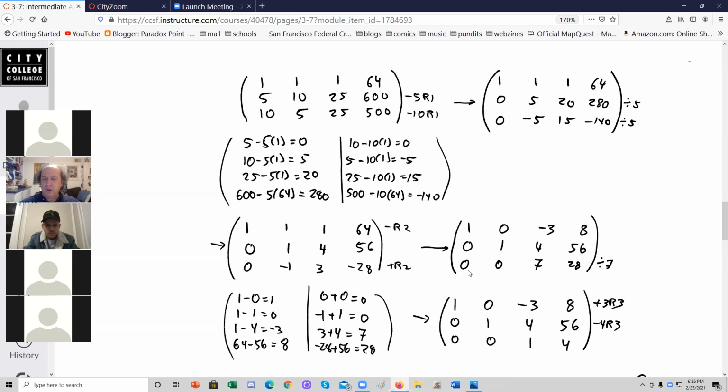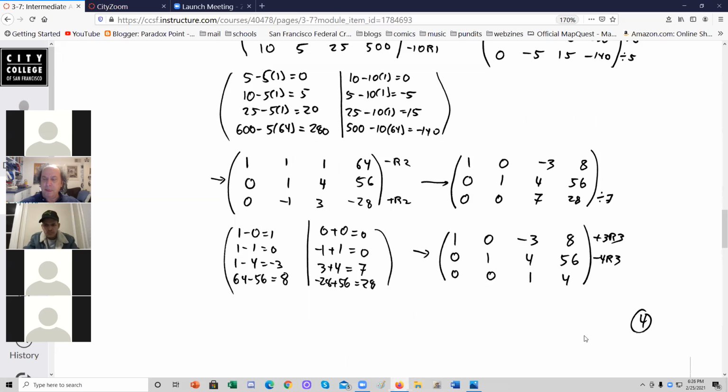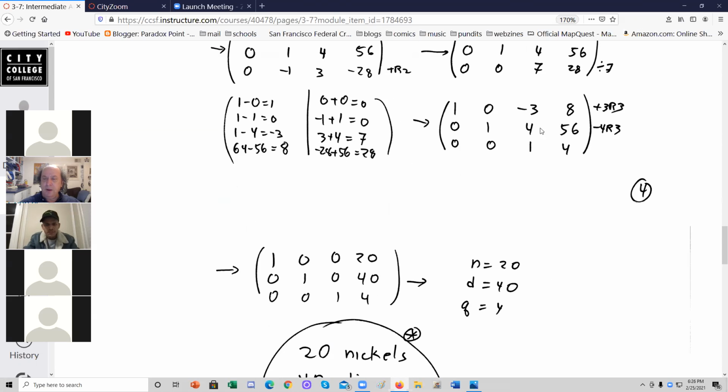This last row is 0, 0, 7, 28. That corresponds to the equation 7Q equals 28. We solve by dividing throughout by 7. So let's divide the third row by 7 and get 0, 0, 1, 4. Now we'll pivot on this entry, clear away all these by adding 3 of row 3 to row 1, subtracting 4 of row 3 from row 2.